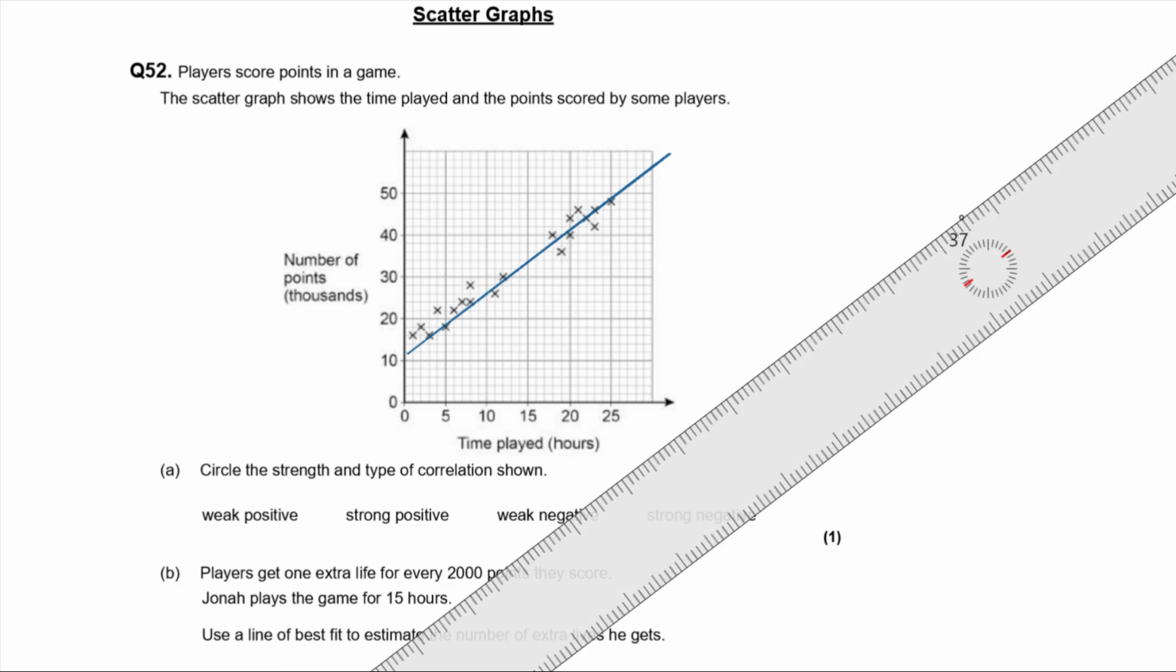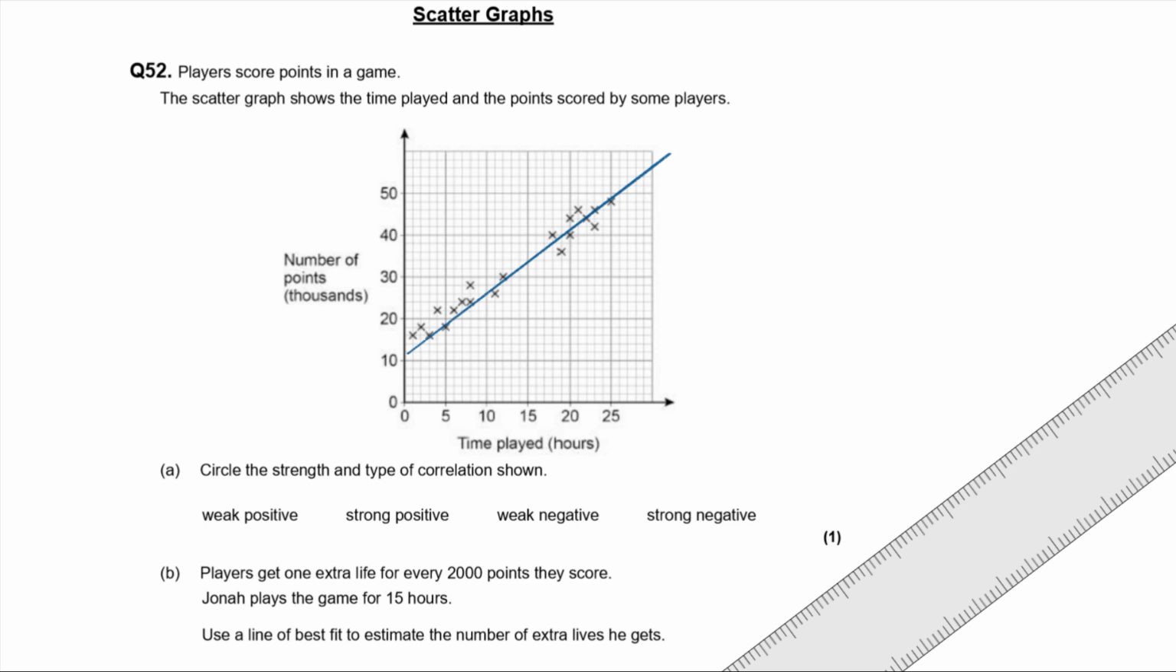Now, all the points are really quite close to the line. There's not any outliers. They're not exactly sitting together like soldiers, but they're pretty close to that line. I'm saying that's strong correlation. So it's strong and it's positive, so I'm going to go for strong positive.